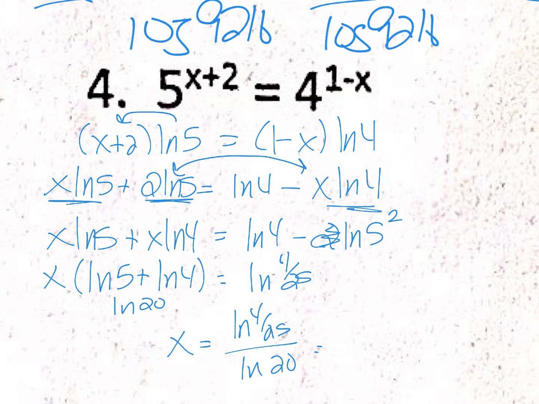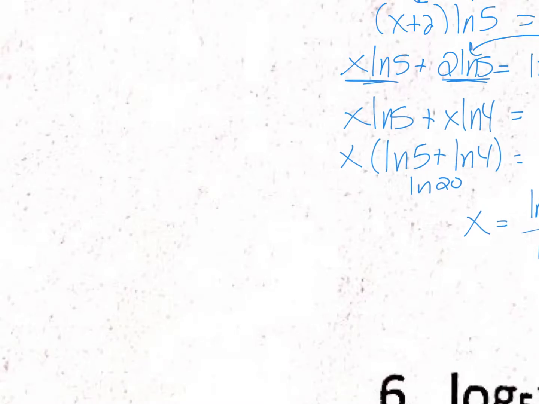I'm going to punch that straight in. Natural log 4/25 divided by natural log 20. And I'm getting negative 0.6117. Let's go to 5.